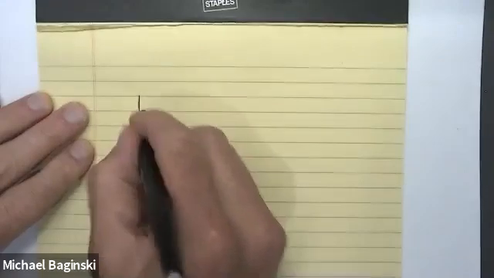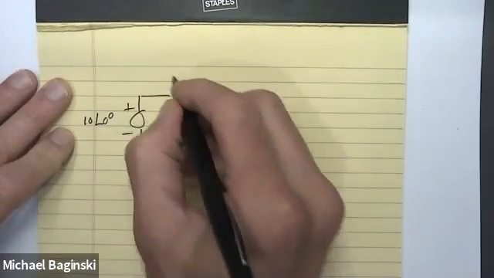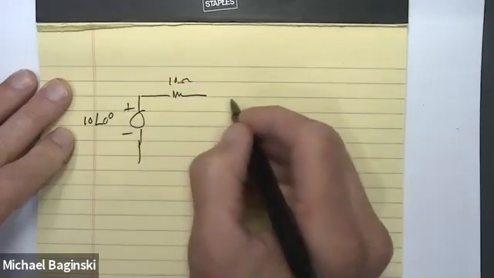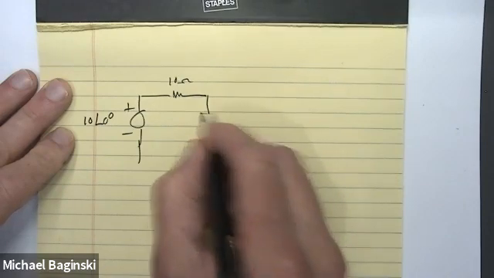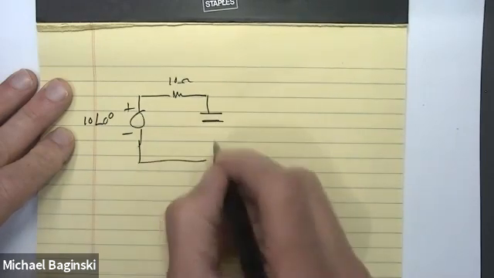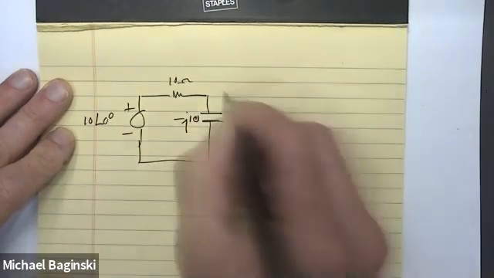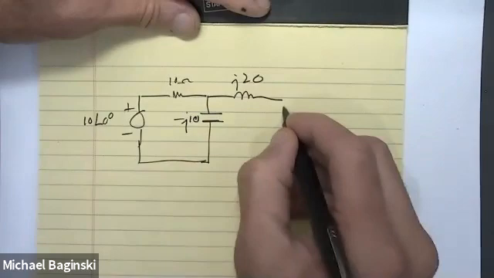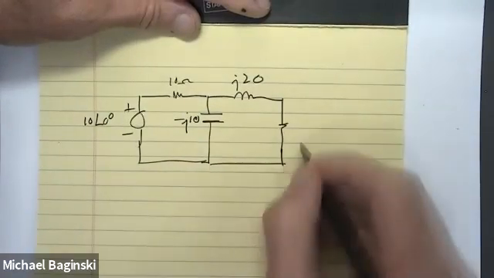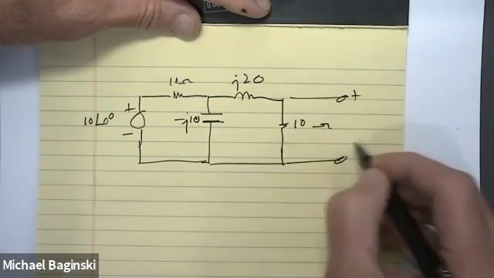Suppose we have a voltage here of, say, 10 at an angle of 0 degrees volts, and then I have a resistance here of 10 ohms, and then say I have an impedance right here of, say, minus J10 ohms. That's a capacitor, right? And then I have an impedance here of, say, J20, and then another resistance here of, say, 10 ohms. What I want to do is find the voltage across here, plus to minus V out.